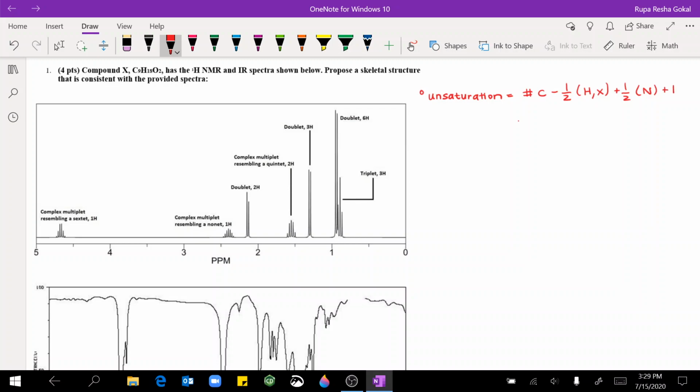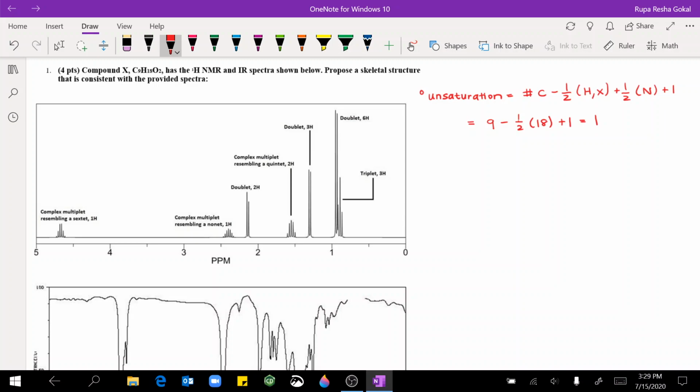Plus 1. So notice oxygen does not physically have a consideration in this formula, but it is encompassed in this plus 1 over here, so you don't have to worry about the oxygen. Okay, so degrees of unsaturation for C9H18O2 is equal to 9 minus 1/2 of 18, no nitrogens, plus 1 equals 1 degree of unsaturation.